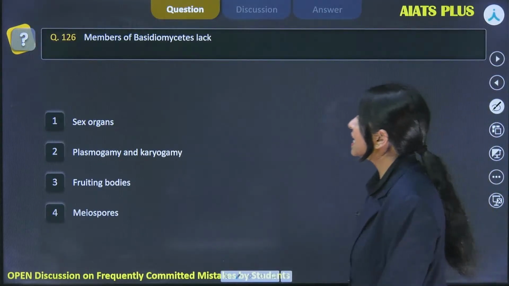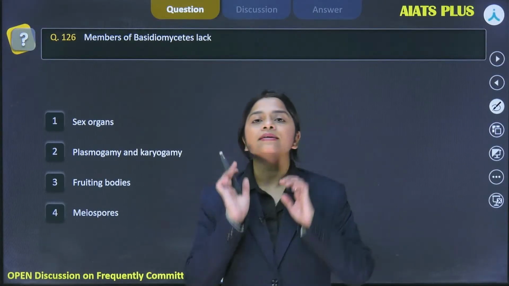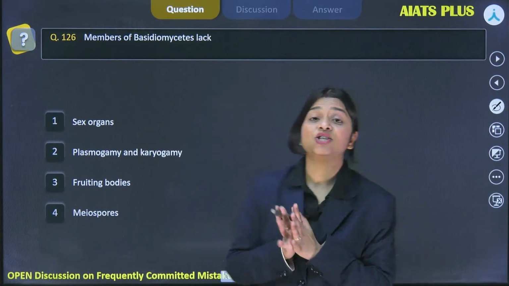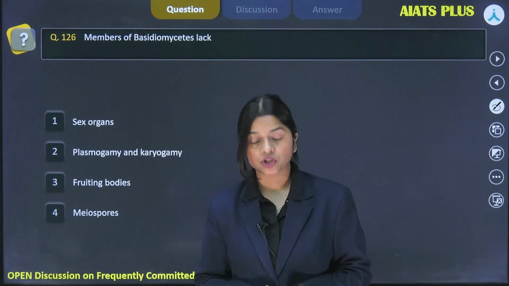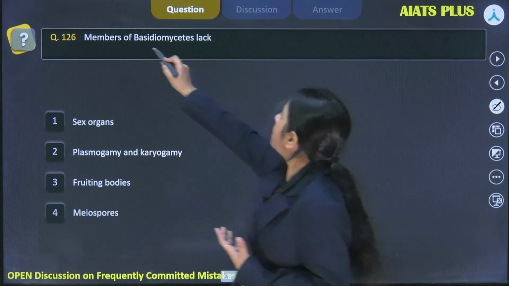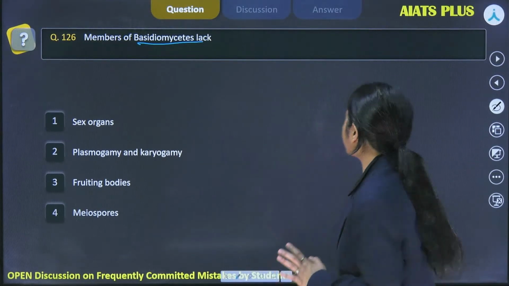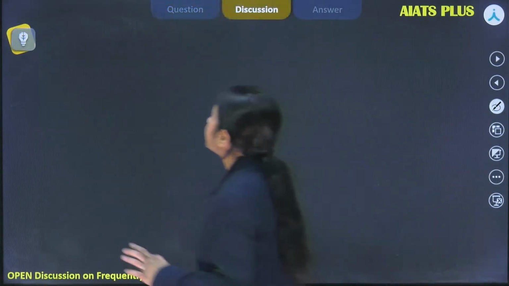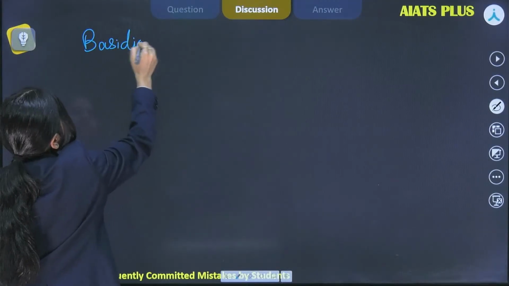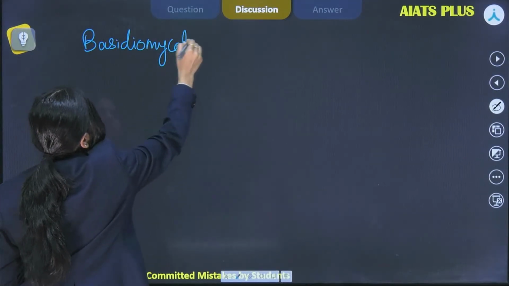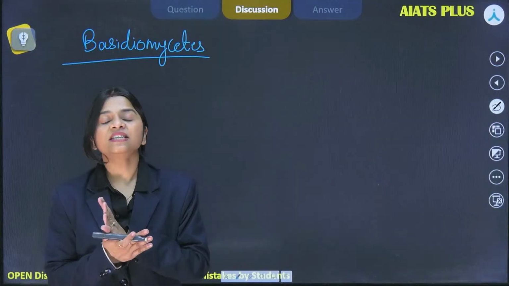Now comes the other question, members of basidiomycetes lack. Okay, so what do we understand when it comes to basidiomycetes members? This is again a question from biological classification. We will discuss the characteristic features of basidiomycetes. First of all, what are the characteristics of the members of basidiomycetes? This is the class that has the most advanced members.